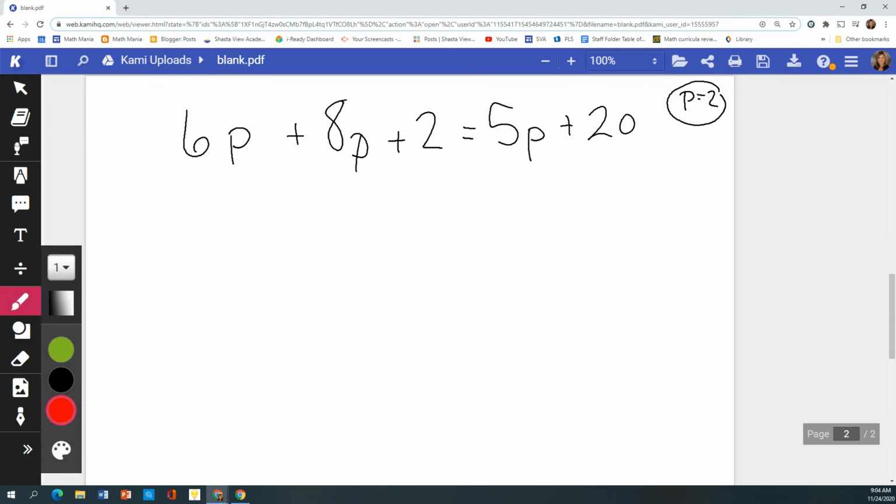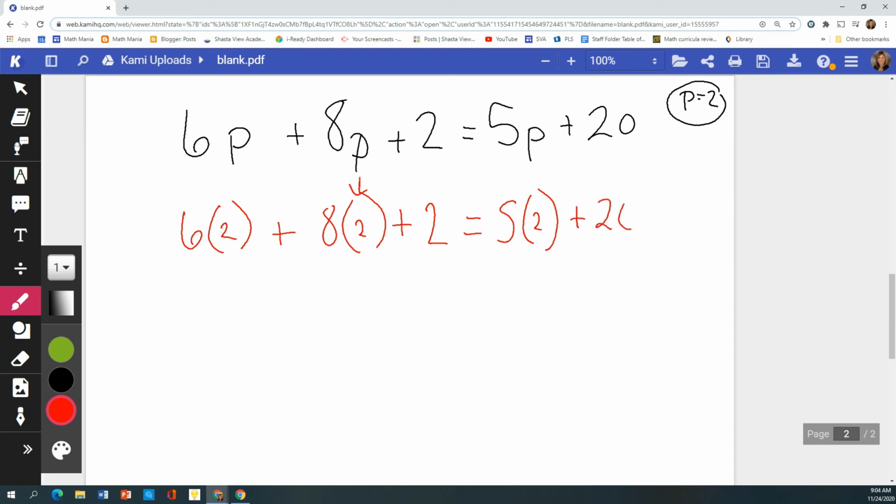Okay, so we can see here that we're going to have 6 replacing, remember, with 2, the p, plus 8 times 2, because we just replaced the p with 2, plus 2, plus 20. Okay, so we replaced all the p's with our 2, plugged in. So we can go ahead and do the multiplication and the addition. So 6 times 2 is 12. 8 times 2 is 16.